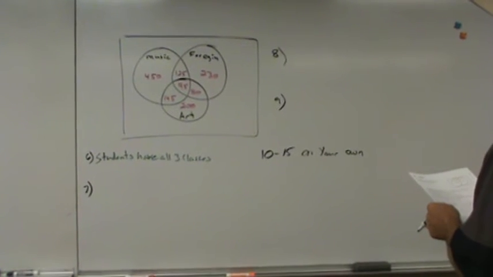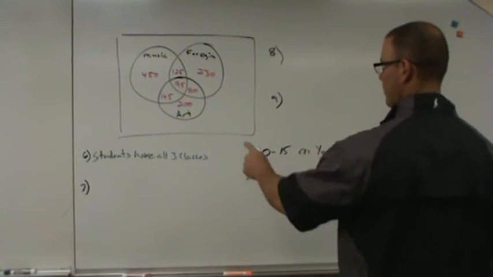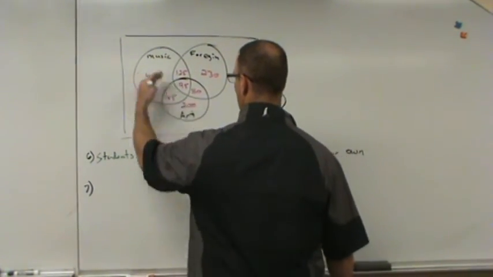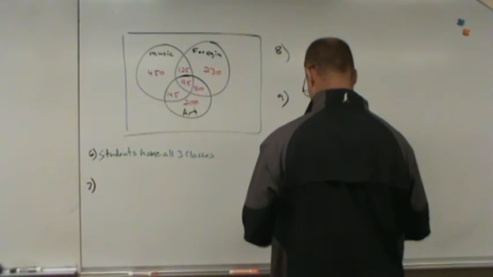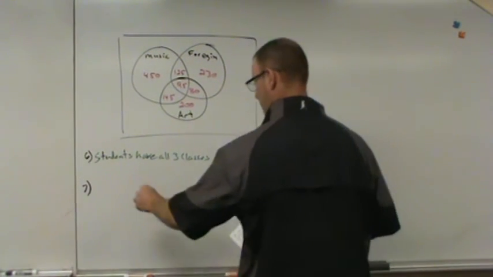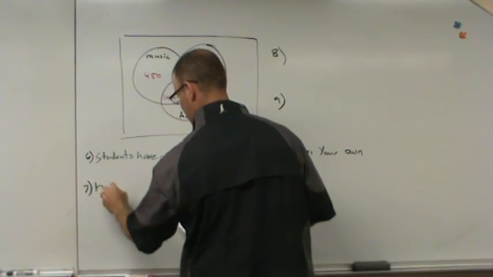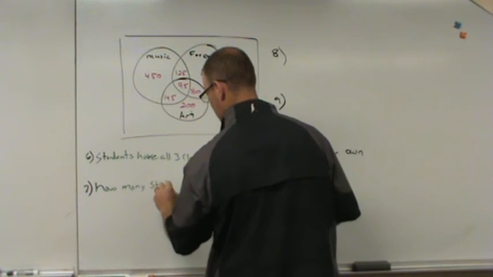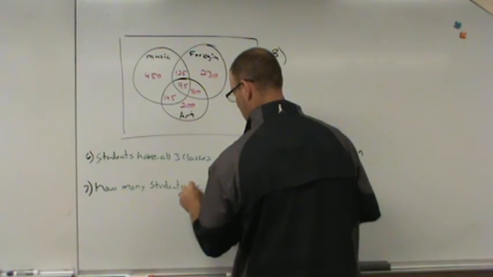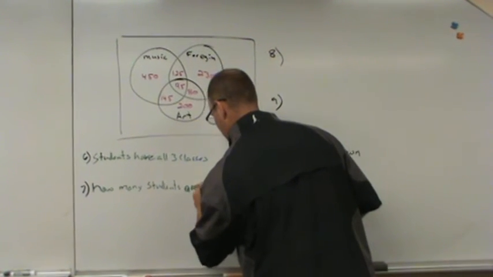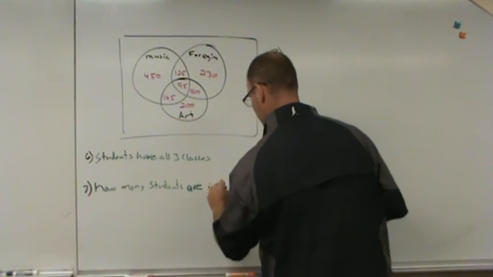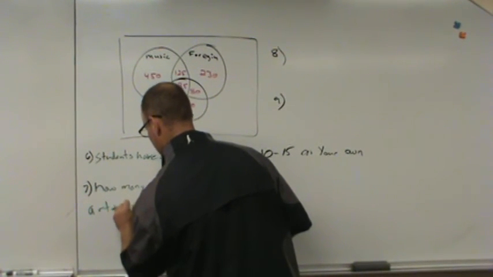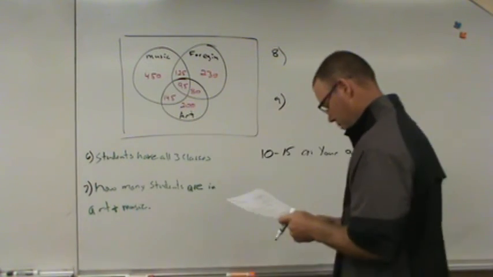7, what does the 145 tell you? Well, the 145 is only in 2 circles. Okay? So the 145 tells me how many students are in art and music. That's what it tells me.